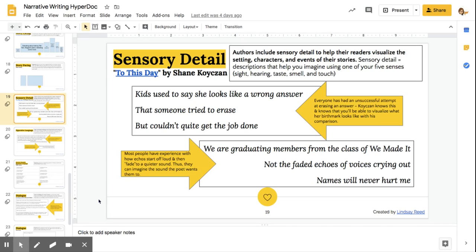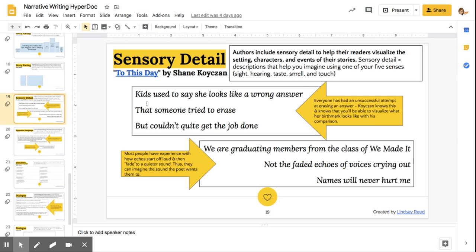Today we're going to talk about the need for sensory detail and figurative language in a narrative. So sensory detail refers to those details that you put in your story that activate your reader's five senses. So anything that helps your reader imagine seeing something, hearing something, tasting something, smelling something, or touching something in your story. And to this day, that poem that we read about bullying, the author, Mr. Koishin, uses a lot of sensory detail. And I pulled out a couple of my favorites here.